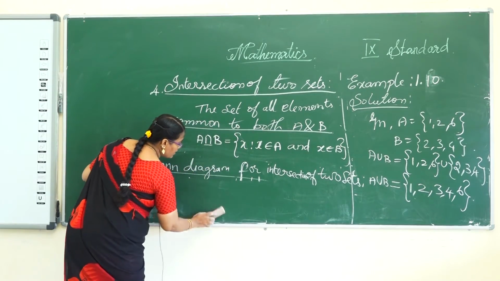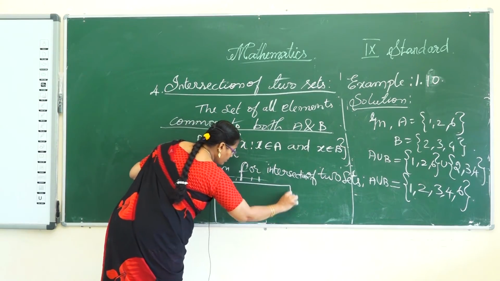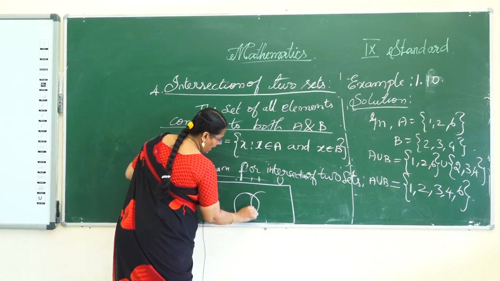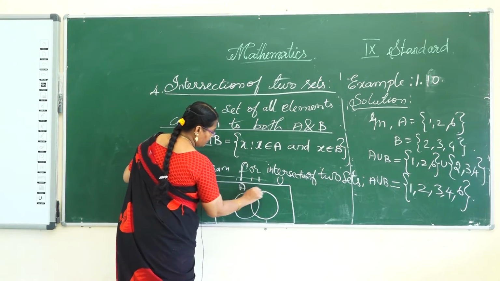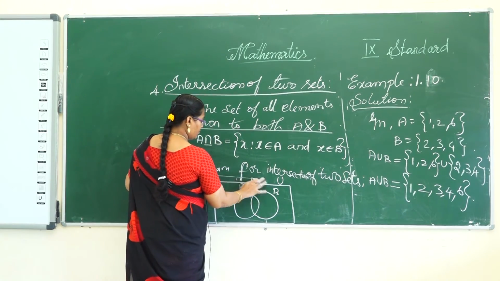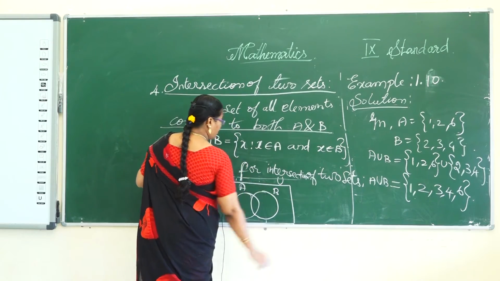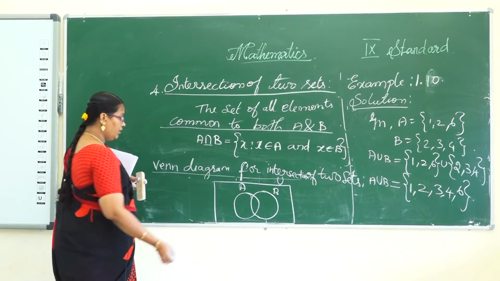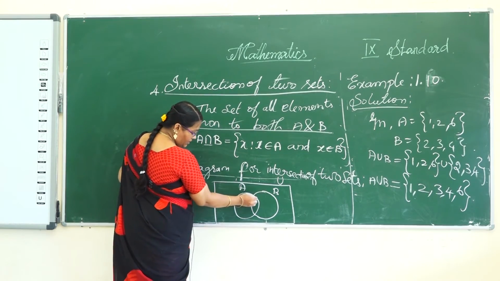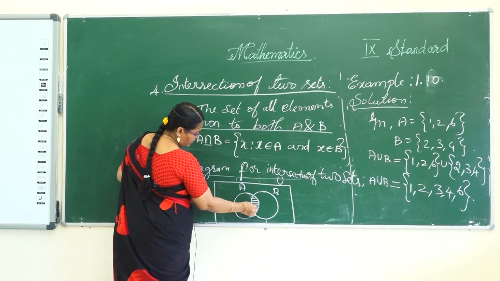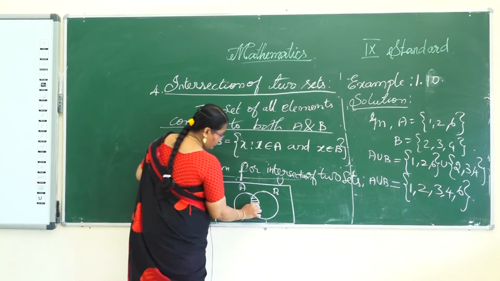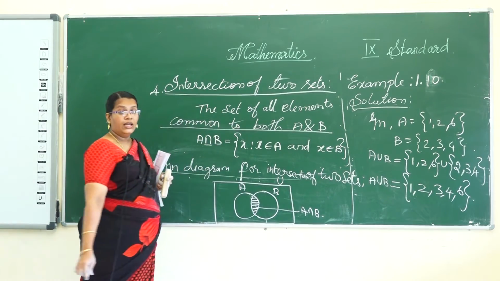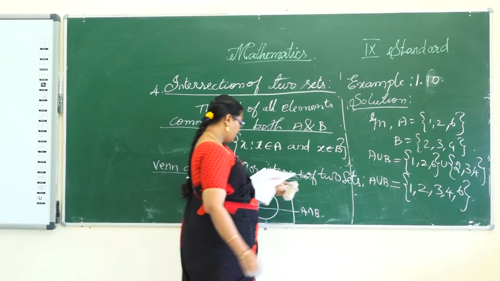First we draw the universal set. Next we draw the sets A and B. Common, so the set of all the elements common to both sets. The place common to both sets is the center portion. So this is called A intersection B. See the example.